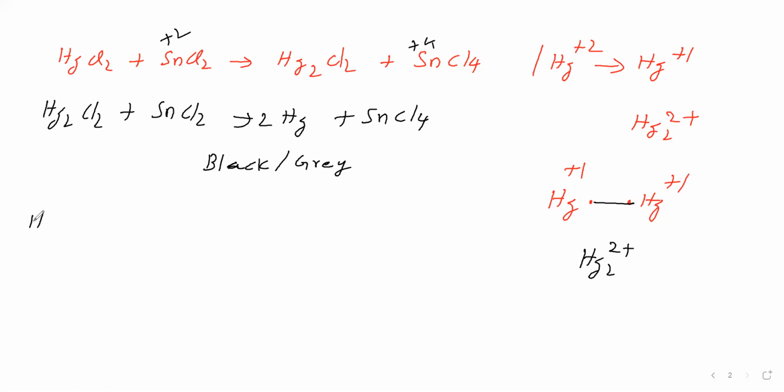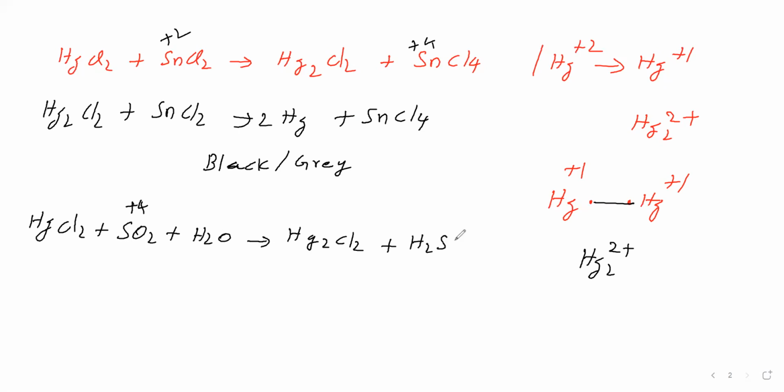Next reaction, mercuric chloride with sulfur dioxide gas and water. What is the product we will get? Mercuric chloride becomes mercurous chloride. Sulfur in the +4 oxidation state becomes +6 oxidation state. This sulfur dioxide becomes sulfuric acid.